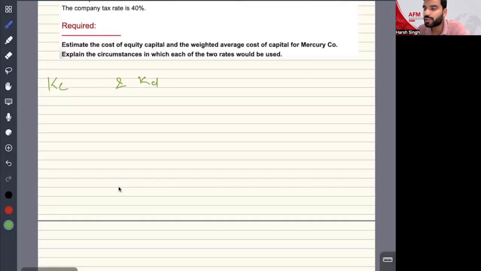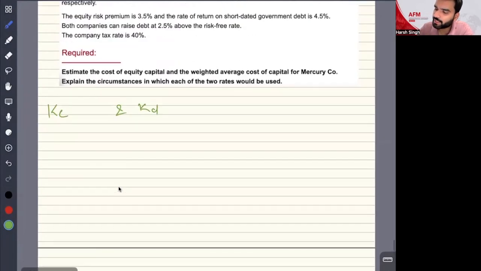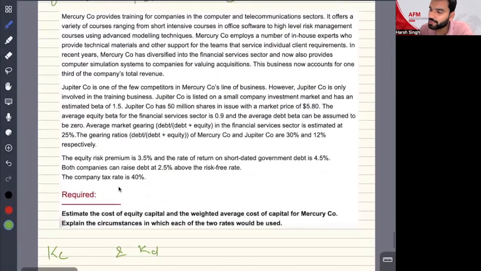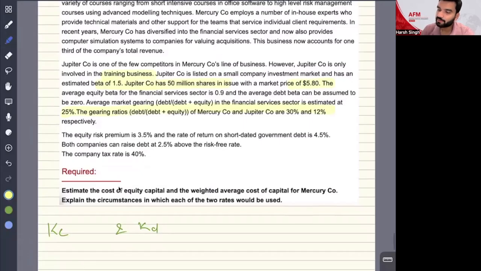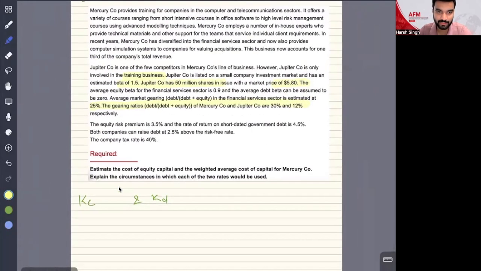Now you might say, sir, how to calculate beta equity? Is there any method? We can do one method, sir. We can just put down, remember that, degearing and regearing. So over here we have one company. Notice over here we have one company which is involved in training business. Estimated beta is this much, market price is this much, and then we have one company whose data is given over here. Correct everyone? So now we have to use this data only to calculate our beta asset.